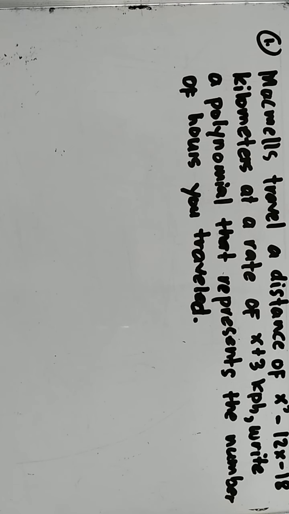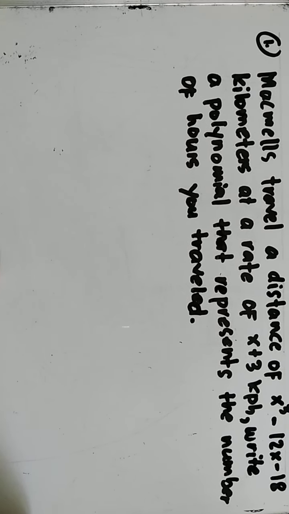Okay, so for example, Macmills travel a distance of x raised to 3 minus 12x minus 18 kilometers at a rate of x plus 3 kilometers per hour. Write a polynomial that represents the number of hours you travel. So, sir, paano namin po isosolve yan?